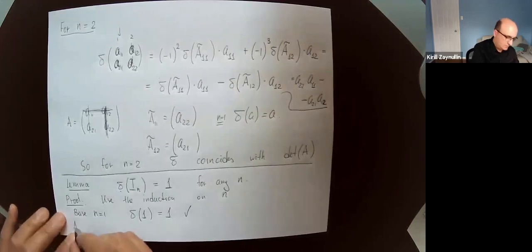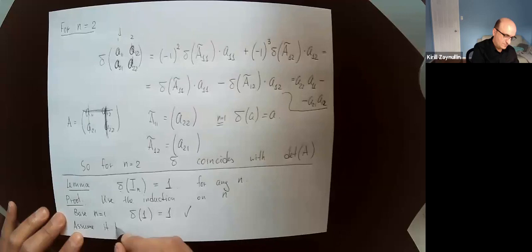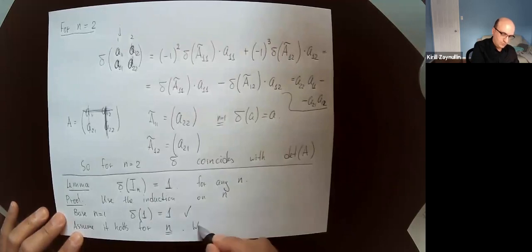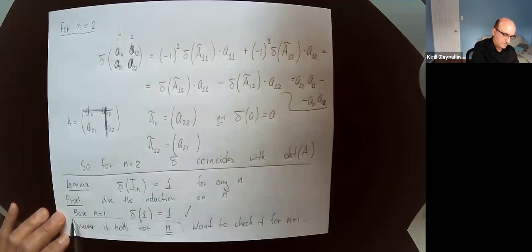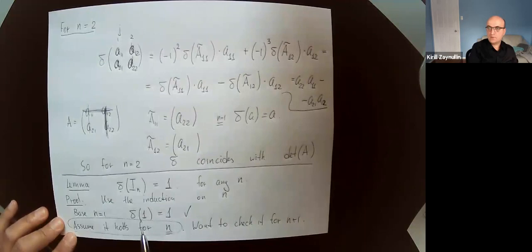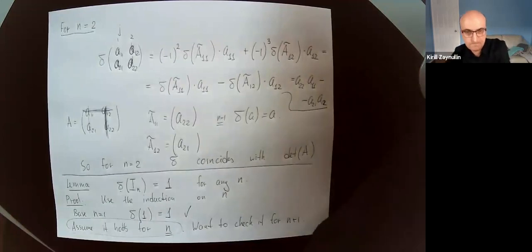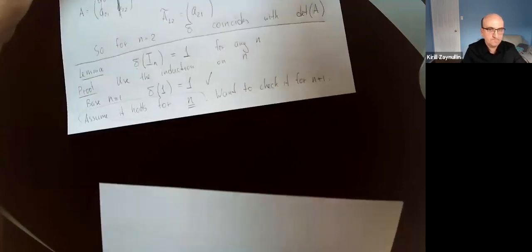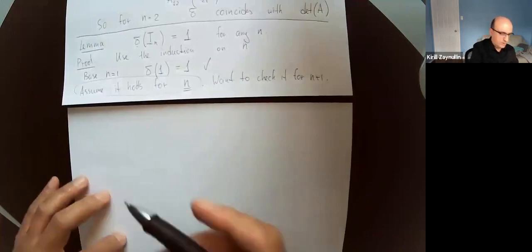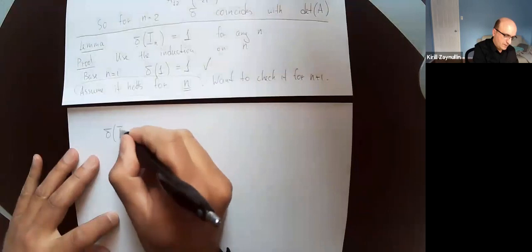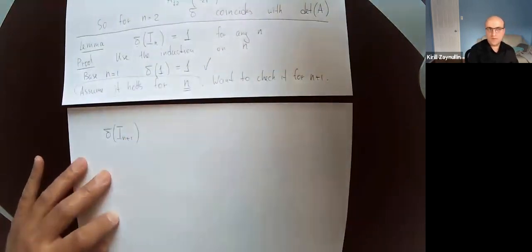Okay. Now assume it holds for, say, n. We want to check it for the next value, n plus 1. So this is our induction hypothesis. Now we apply this to prove the formula for the next value, which is n plus 1. So let's look at the delta of I_{n+1}.